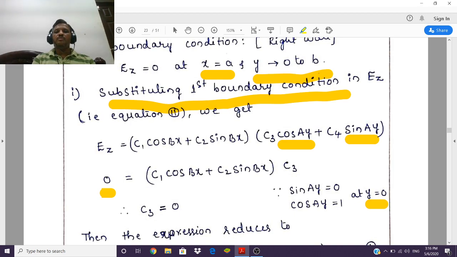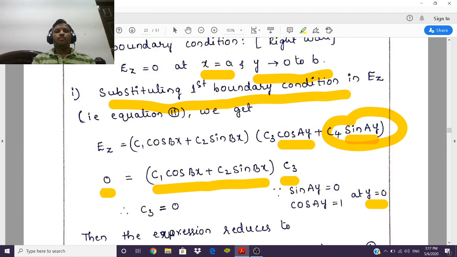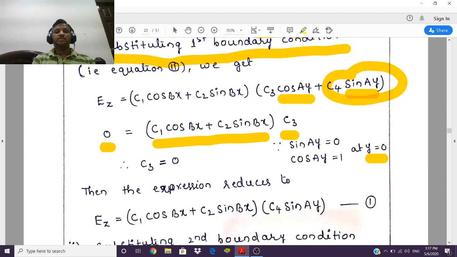So this entire term will become 0, and what will remain is only (c1 cos bx plus c2 sin bx) into c3, and cos ay is 1. So this is equal to 0, but it is exactly in the form of a into b is equal to 0. So what is the meaning of a into b is equal to 0? Either a must be 0 or b must be 0 or both must be 0. Here both cannot be 0. This particular expression cannot be 0, because if this becomes 0, the entire expression Ez will become 0.